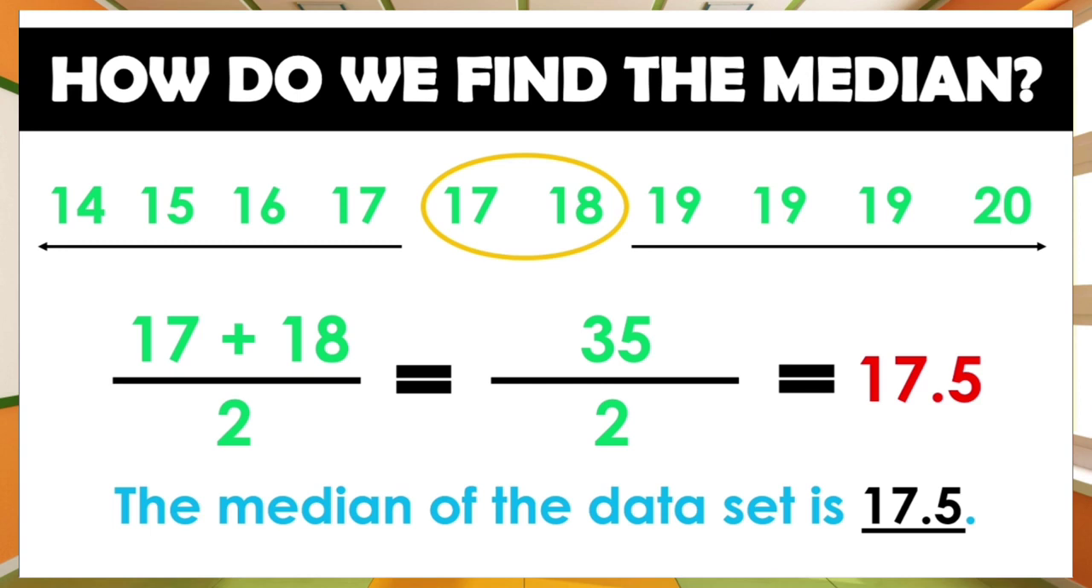Now, how do we interpret this? We can say that 50% or half of the students got a score below 17.5, while the other 50% of the students obtained a score higher than 17.5.